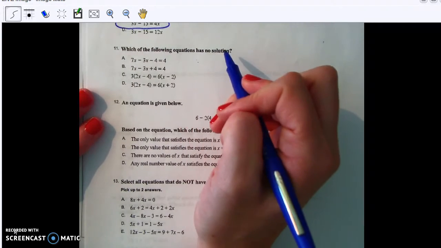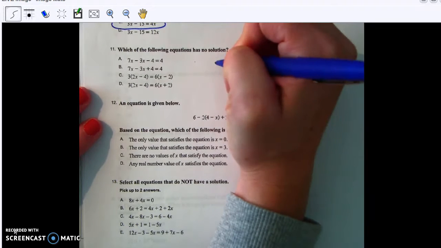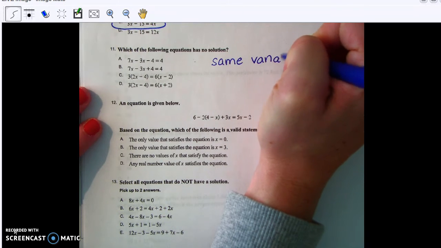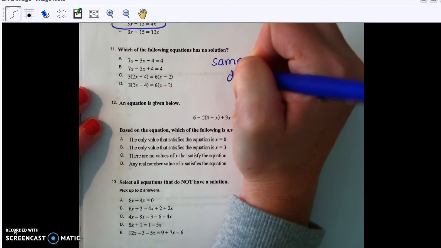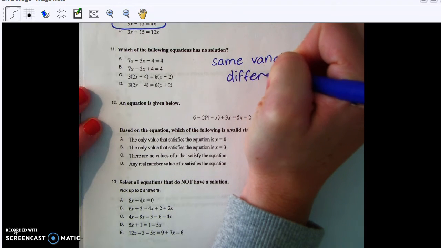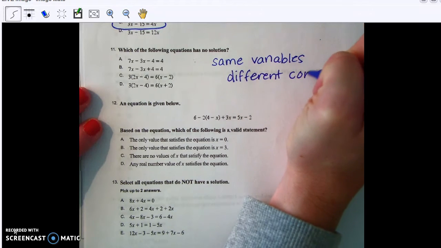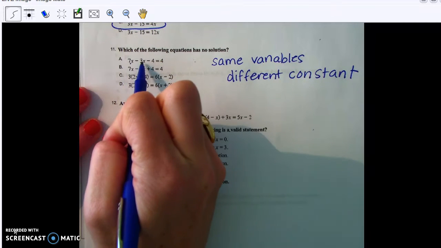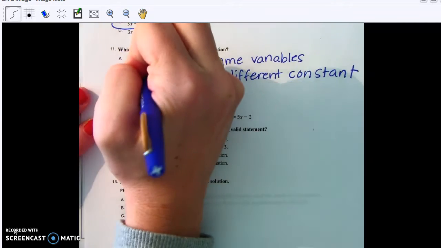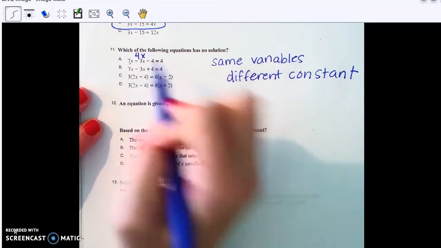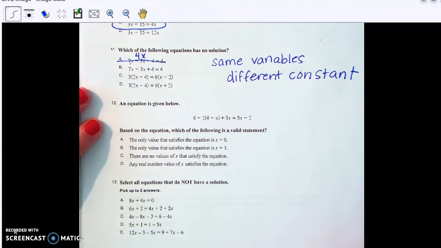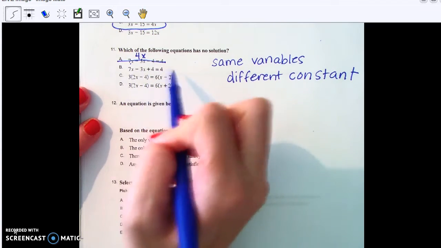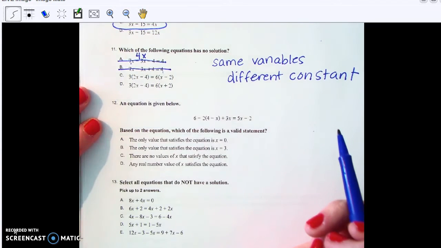Which of the following equations has no solution? So if I'm looking for no solution, I want the same number of variables and a different constant. So here I have 7x minus 3x is 4x. 4x is on this side, 0x is on that side. It's not the same number of variables. Again, 7x minus 3x is 4x. No variables on this side. It's got to be the same.